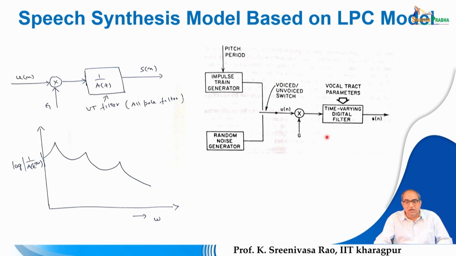This is the synthesis model offered by linear prediction analysis. This is your vocal tract system, which is parameterized by a set of coefficients known as linear prediction coefficients, and this vocal tract system is excited by a normalized excitation. This excitation depends upon whether we are synthesizing voiced speech or unvoiced speech, so we have two types of excitations, and the normalized excitation is multiplied by an appropriate gain to get the output speech signal.